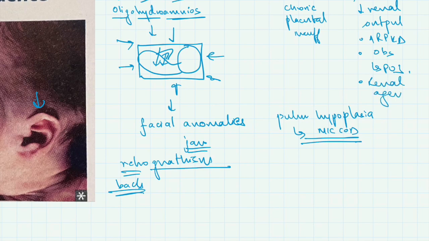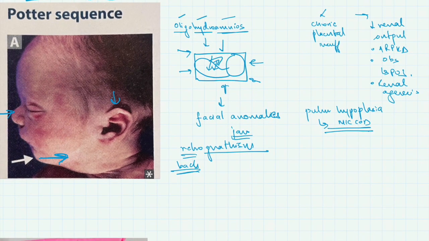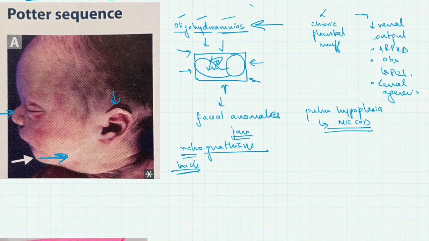So what happens is, in all these cases, the kidney is not functioning. The kidney is not functioning, so it will lead to a decrease in the production of amniotic fluid, right? Because amniotic fluid is nothing but fetal urine after 20 weeks of gestation. If there is less fluid, there will be compression leading to facial anomalies and pulmonary hypoplasia, right? Facial anomalies were like low set ears, retrognathism and flat nose.